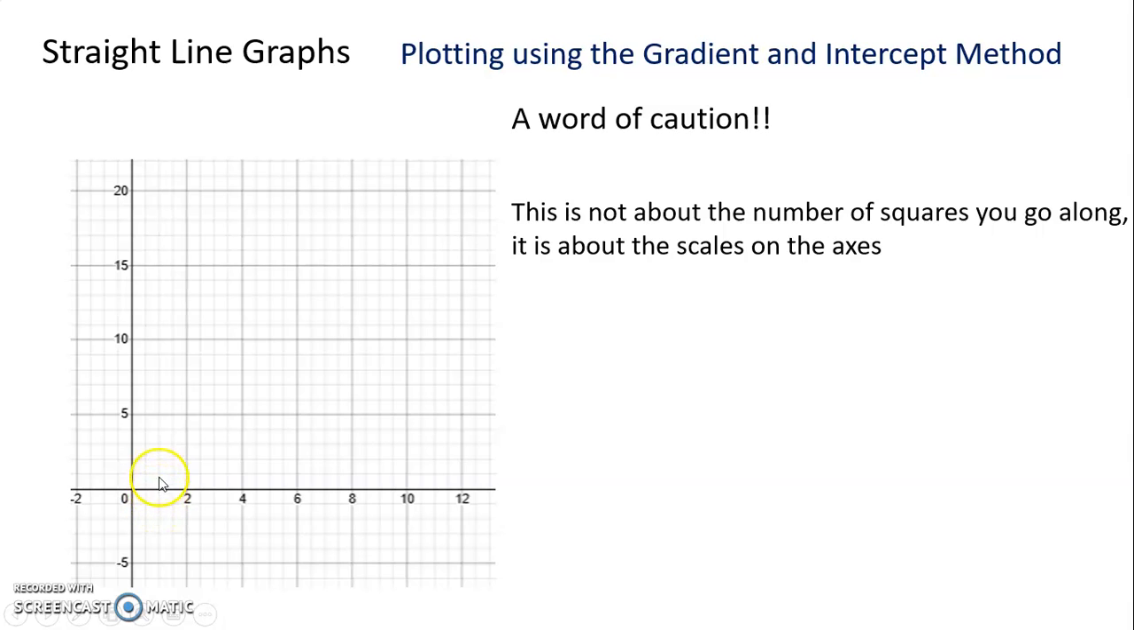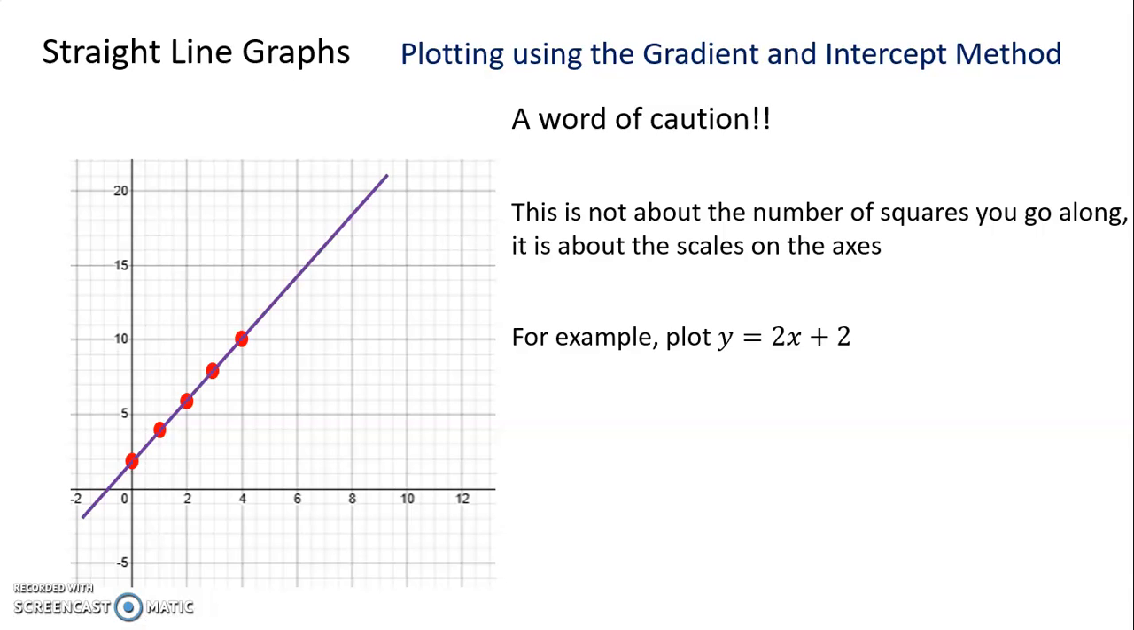So this is where 1 is sitting. So I'm going to need to go along 1, which will be 2 squares, and then up however many my gradient is telling me to. So for example, if I plot y equals 2x add 2, my intercept is at 2. Well, my y-axis is just 1 unit per square, so that is just going to be here. And then I'm going along 1, which will be 2 squares, and then up 2. So up 1, up 2. And that will be my next point. And then when I'm done, again, I can join them up. So just be really careful that you're not thinking in terms of squares. You're thinking along the terms of what you've got on your axes.